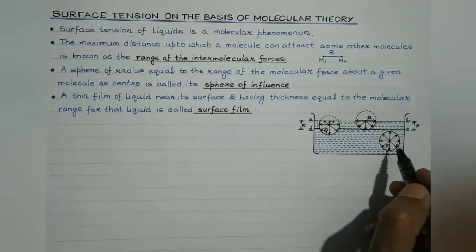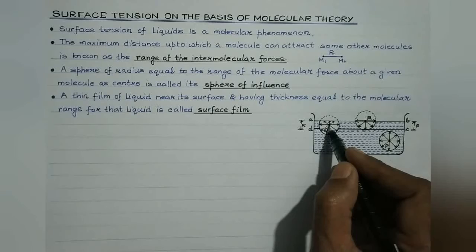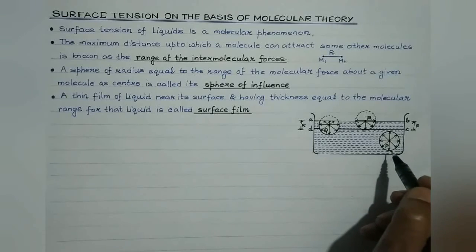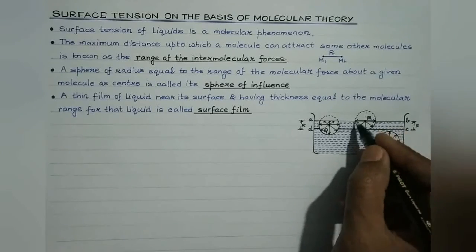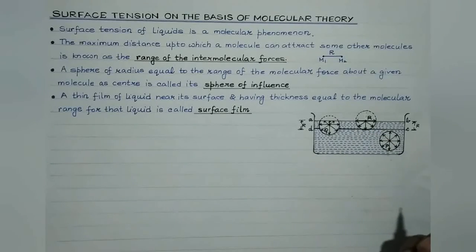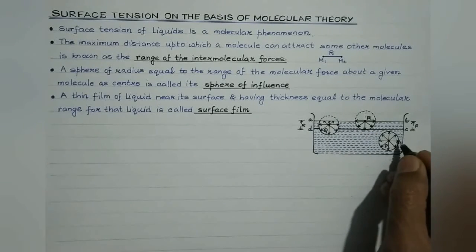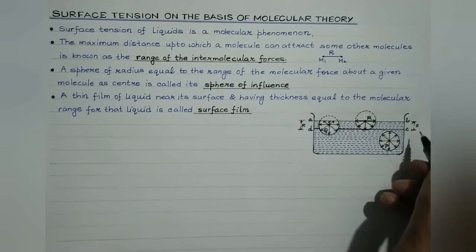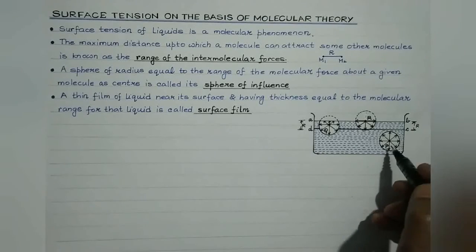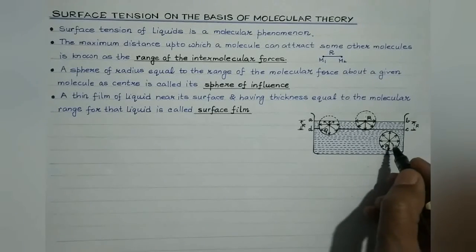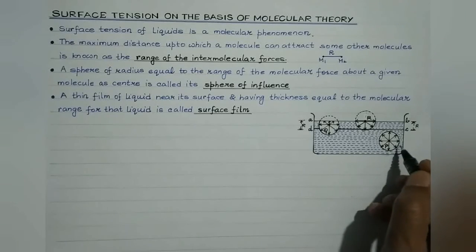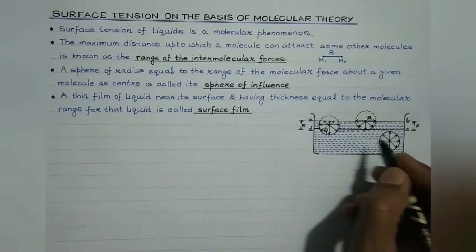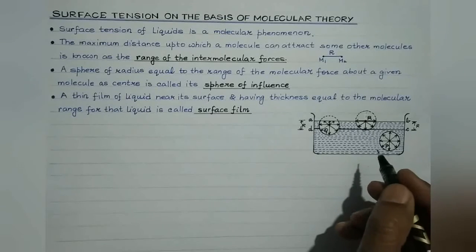Now we have considered three molecules, molecule P, molecule Q, and this is molecule R. These are the three molecules of a liquid, and these are the circles which represent their sphere of influence. Its radius is equal to R, which is the range of the intermolecular forces. We have discussed, students, that a sphere of radius equal to the range of the molecular force about a given molecule is known as its sphere of influence. So these are the circles which are representing the spheres of influence of molecules P, Q and R respectively.